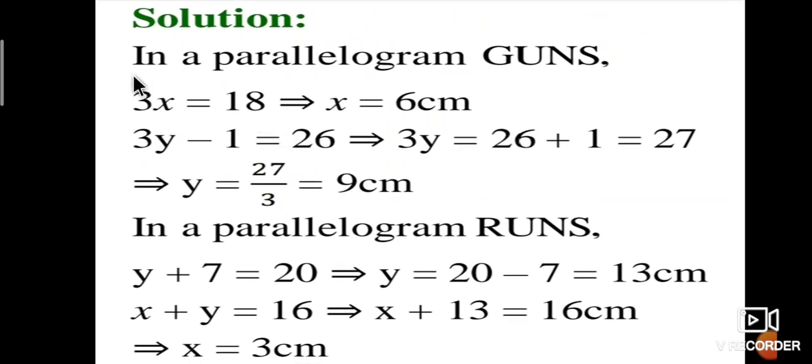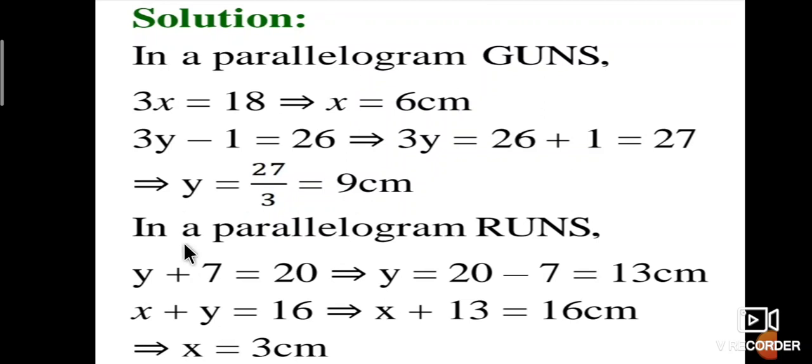In the first figure, parallelogram GUNS, 3x is equal to 18 because the opposite sides are equal. Therefore, x is equal to 18 divided by 3, so x is equal to 6 centimeters. Similarly, 3y minus 1 is equal to 26, so 3y is equal to 26 plus 1, that is 27. Therefore, y is equal to 27 divided by 3, so y is equal to 9 centimeters.